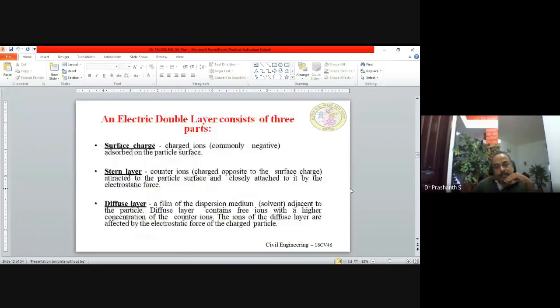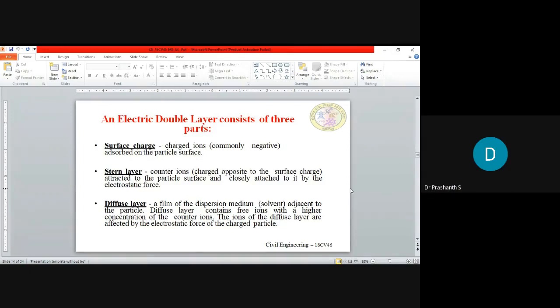An electric double layer consists of three parts: surface charge, that is charged ions, commonly negative, adsorbed on the particle surface. Then we have a stern layer, counter ions attracted to the particle surface and closely attached to it by the electrostatic force. Then the diffuse layer, a film of the dispersion medium adjacent to the particle. The diffuse layer contains free ions with a higher concentration of the counter ions. The ions of the diffuse layer are affected by the electrostatic force of the charged particle.